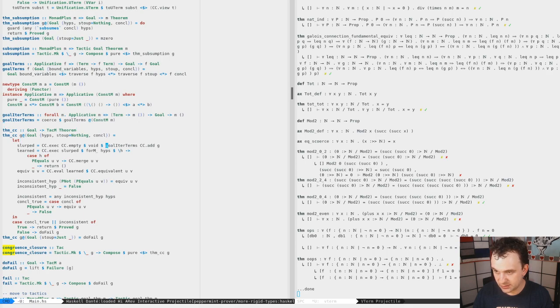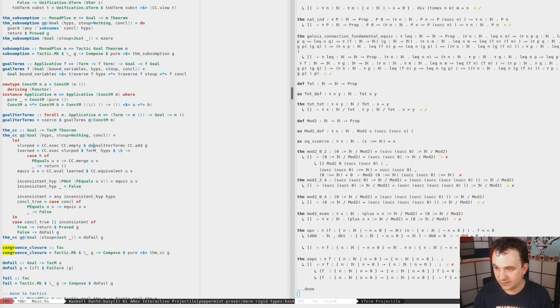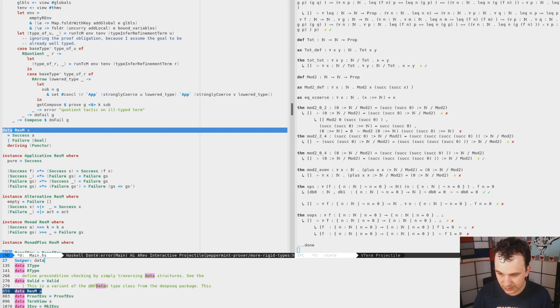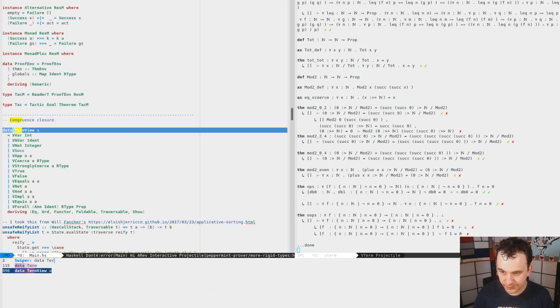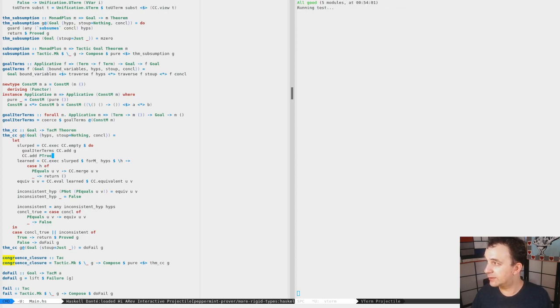I think that this is unnecessary. Am I correct? Yes, and we can do this and cc.add. Is that true or is it top? Data term. That is ptrue. We always want to have ptrue somewhere in our CC, so we're going to use it in a second.